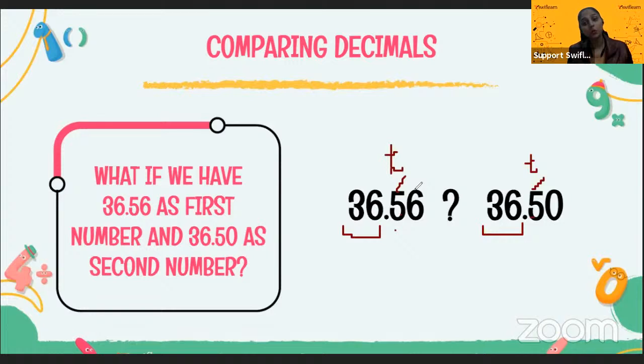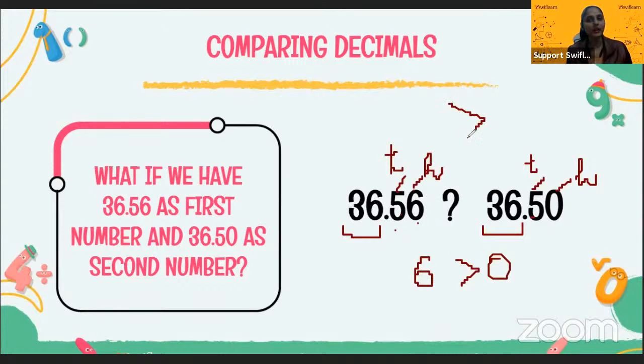It means I need to go further to the hundredths place, which I am showing with the help of a small h. If you look at the hundredths place of each number, 6 is bigger than 0. It means which number will be bigger? 36.56 is going to be bigger, not 36.50. So I will put the greater than sign over here. Are you clear about how to compare now?